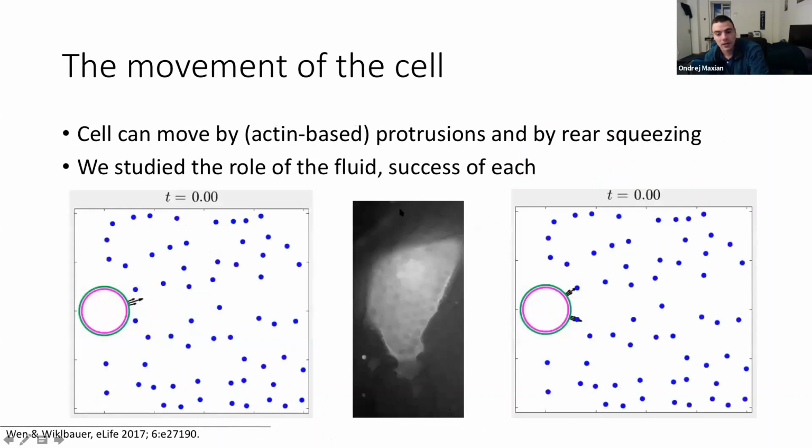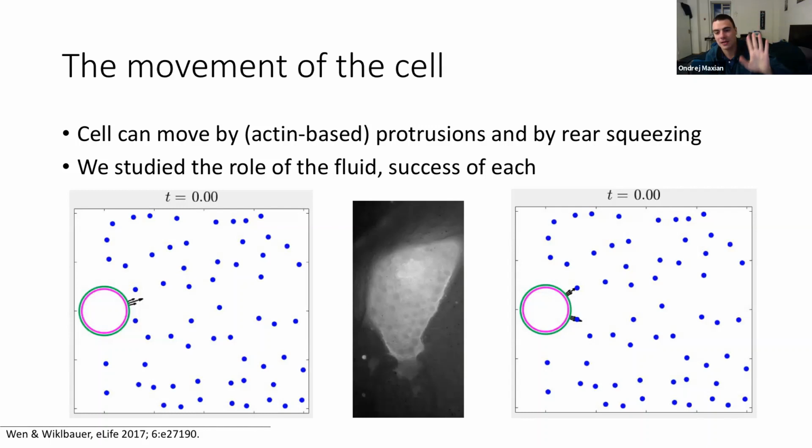Another thing that I've looked at is how the cell moves. The cell can move in a number of ways, but in three dimensions, it moves through something called the extracellular matrix. The extracellular matrix is basically a bunch of fibers that are stacked on top of each other and side by side. So there's a big array of these fibers.